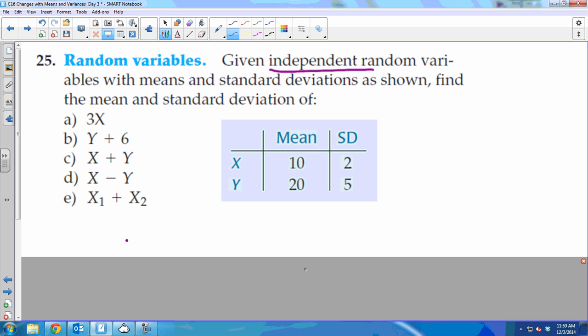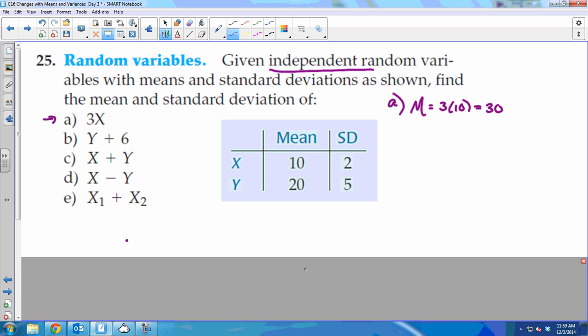So, on A, you're just multiplying by a constant. I'm going to find the expected value of 3x and the standard deviation of 3x. If you're just rescaling or multiplying by a constant, you just multiply, right? So the mean of x is 10. So the mean of 3x is 3 times 10, or 30. That is not complicated.